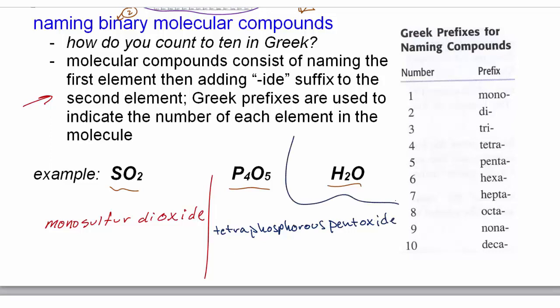And we're not supposed to say water. We should be saying what? Dihydrogen. How many oxygens? 1. So monoxide.